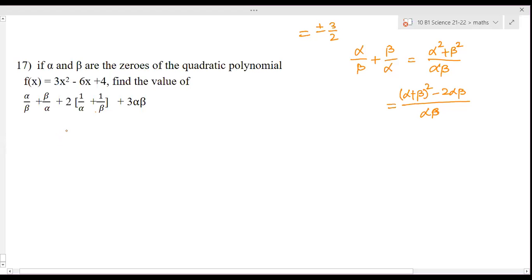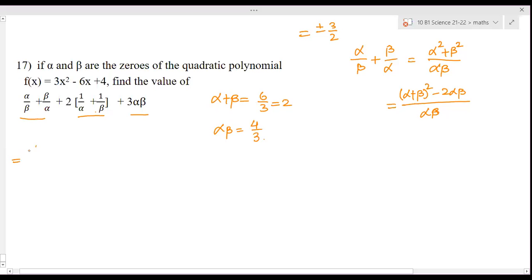Everyone completed the 16th question? Yes, ma'am. Now 17th question, there are 3 different terms. So for that, first, what's the value of alpha plus beta? 6/3, which is 2. And alpha beta is equal to 4/3. Okay, we keep that aside and then one by one we keep solving here.